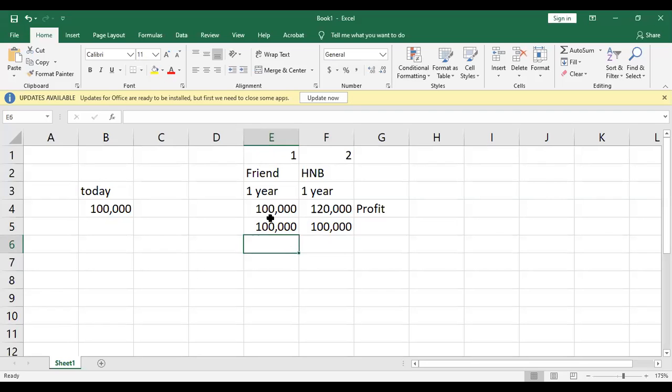Please type your answer in the chat box. Both of them promise to give you 100,000 in 1 year. What is your answer? Option two. So my question is, why do you choose option two? Can you tell me the reason? Anyone can switch on the mic and tell the answer. Yes, Amarasiri and Nayani also put the correct answer: low risk. If you put your money into HNB, there is a 90% guarantee that you can get that money in 1 year. But if you give the money to your friend, we cannot say it's 100% sure he will repay the money. So it's a risk, an uncertainty.